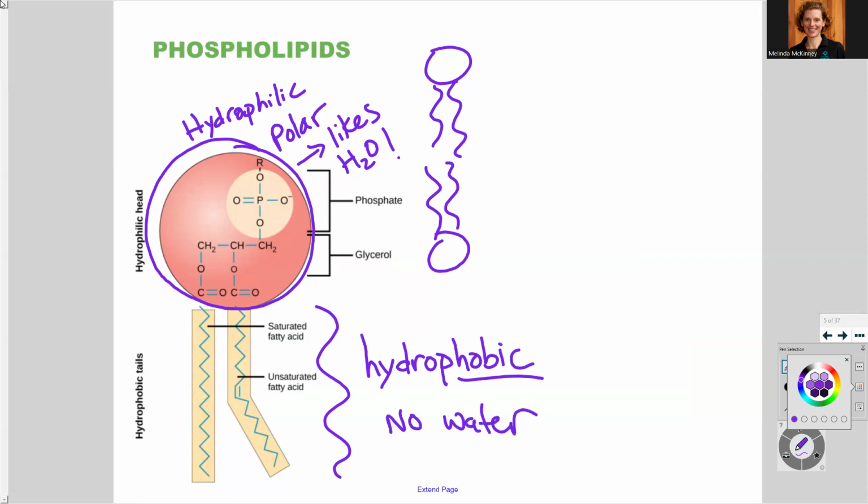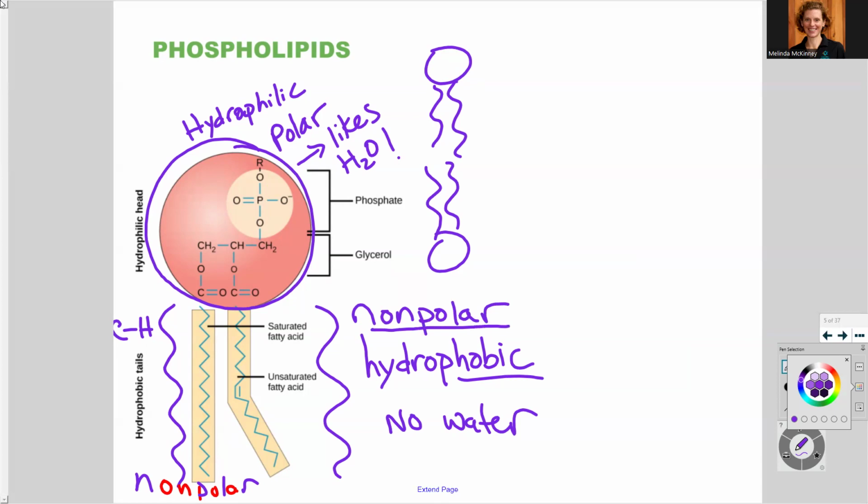And if you look at the molecule itself, so down here, all along here, these are all carbon and hydrogen bonds, which are all non-polar. So this region of the molecule is non-polar. So again and again, you're going to see this pattern of non-polar associated with being hydrophobic and repelling water. Okay? Whereas if it's polar, it's going to be hydrophilic and it likes water.